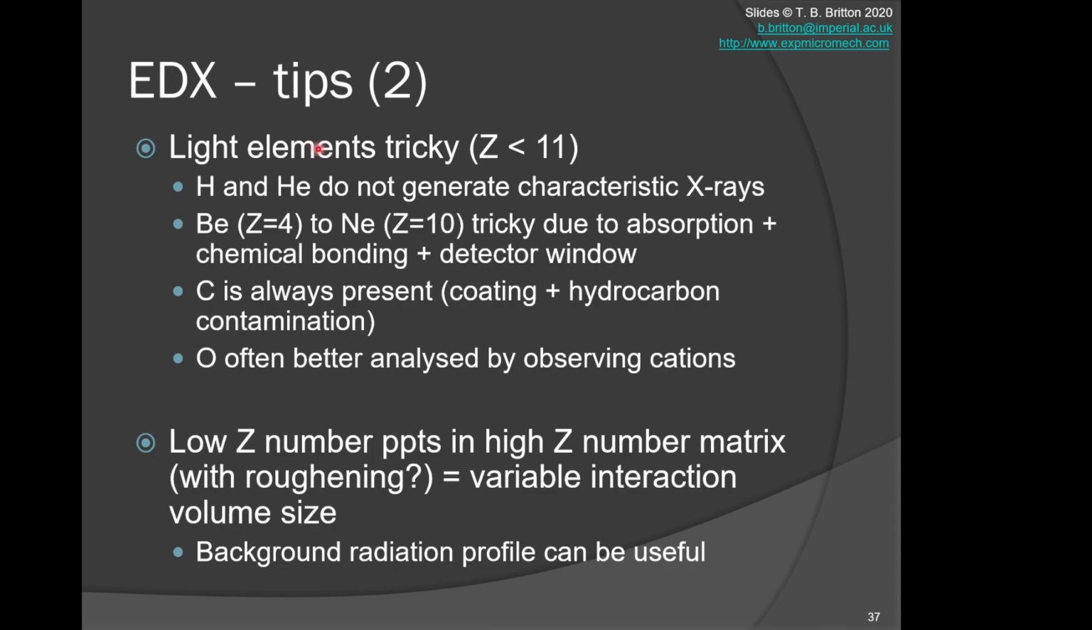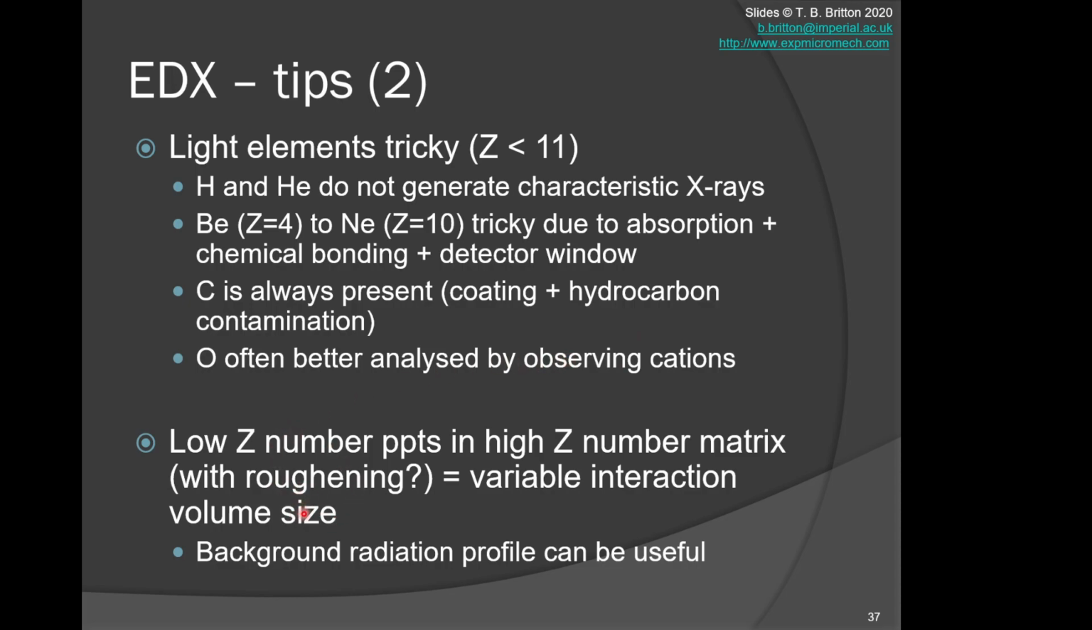The other aspect is light elements can be tricky to analyze. We noticed that hydrogen and helium do not generate characteristic X-rays. Beryllium to neon can be tricky due to absorption, chemical bonding, and detector window effects. Carbon is always present, often also introduced due to coating and hydrocarbon contamination. And oxygen can often be better analyzed by looking at the cations of what it's bonded to.